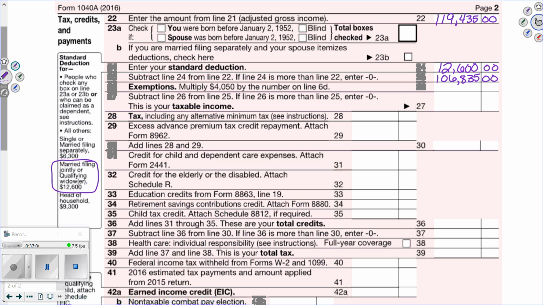All right, 26, exemptions. Multiply 4,050 by the number on line 6D. So flip back to the front. What did you have on line 6D? 3. Okay, so it says to multiply 4,050 by 3. Very good, 12,150. But you see how they try to make it pretty easy for you guys, where they tell you the number from this box, the number from here. It shouldn't be too terribly difficult.